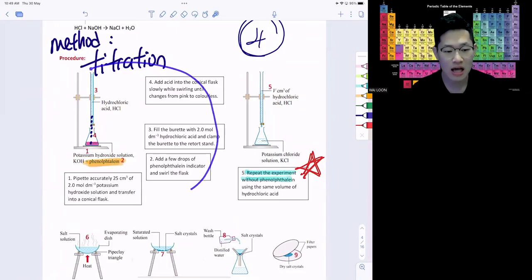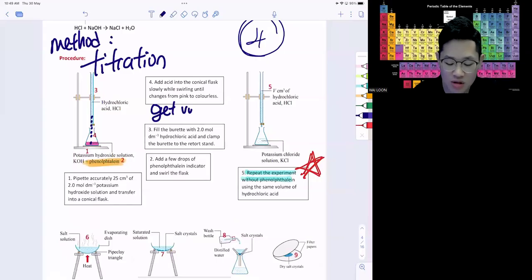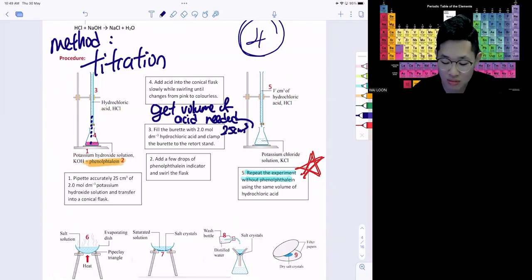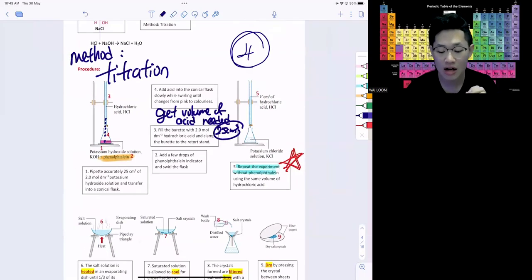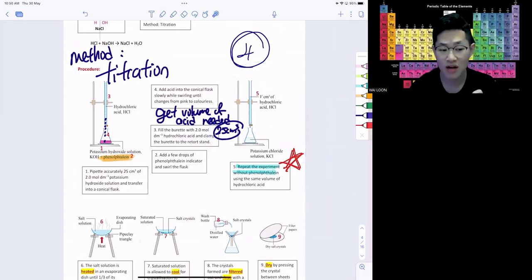So the first few steps we did is actually just to get the volume. All these steps we did here is just to get the volume of acid needed. I do this to find out how many cm3 of acid is needed. Let's say I know already it's 25 cm3. I found it. And then I have to repeat my experiment. Same thing, but without the phenolphthalein.